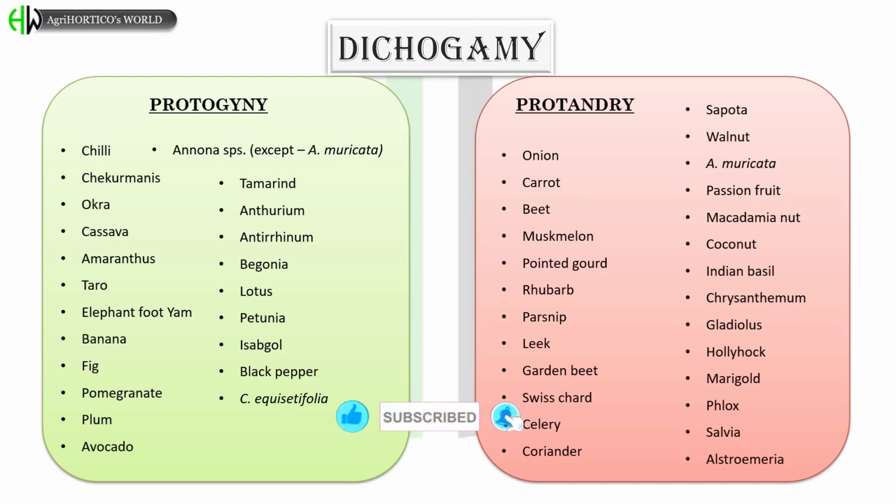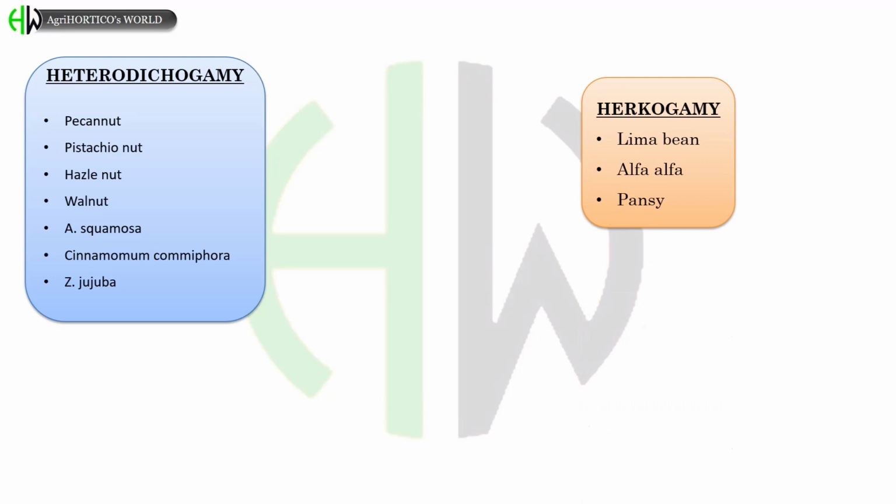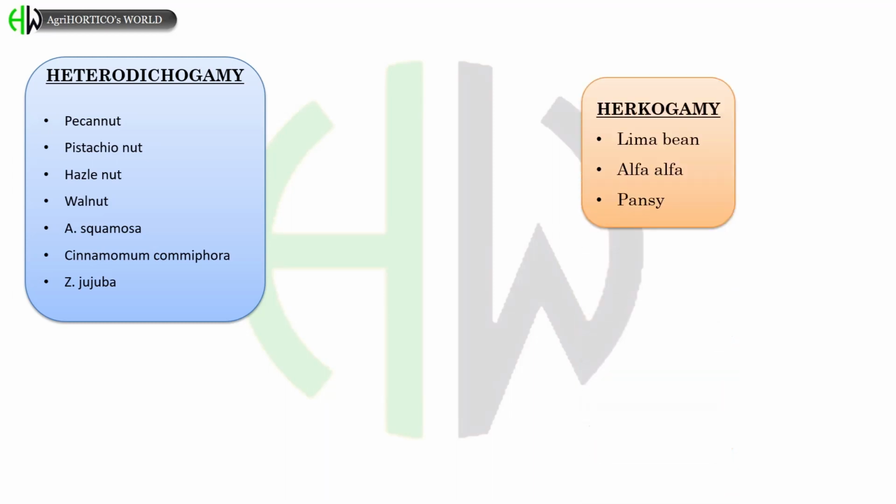Let's get back to the examples. Examples for heterodichogamy: pecan nut, pistachio nut, hazelnut, walnut, Annona squamosa, Cinnamomum camphora, Ziziphus jujuba. And examples for hercogamy are lima bean, alfalfa, pansy. Then next example for BC is orchids and example for DC is chestnut.